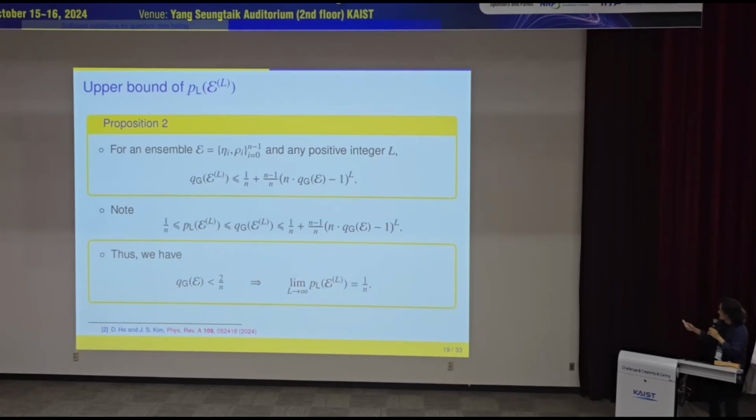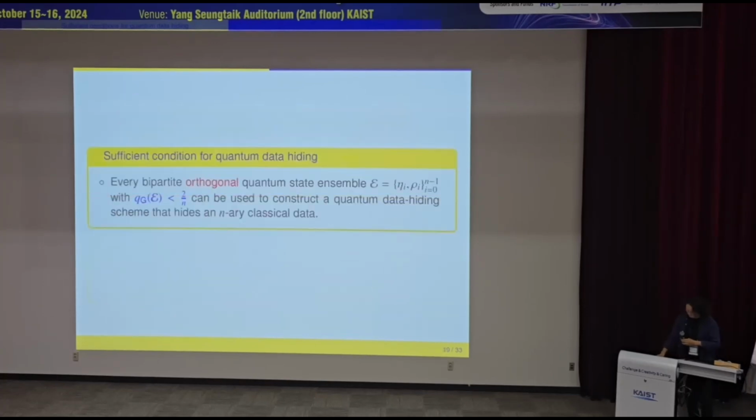So that's one condition. For any quantum state ensemble, if we have this condition, QG of epsilon is less than 2 over n, then this PL of epsilon L will tend to 1 over n as L increases. That's the condition. For every bipartite orthogonal quantum state, of course, we need to do perfect discrimination when Alice and Bob collaborate, so it must be an orthogonal quantum state ensemble. And if it satisfies this strict inequality, then it can be used to construct a quantum data hiding scheme.